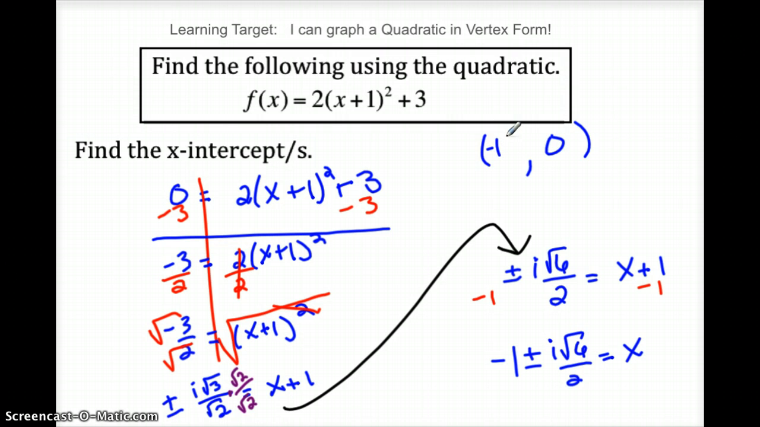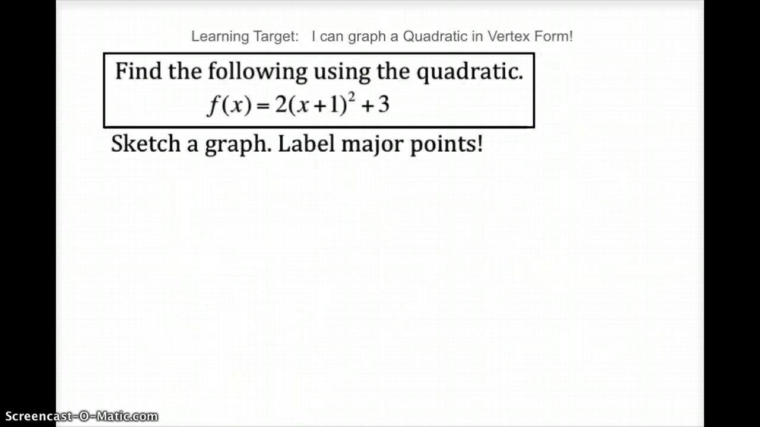-1 plus i radical 6 over 2. And -1 minus i radical 6 over 2. But notice there's something special about these numbers. There are i's in them. We had to pull out i's. So let's see how that affects us when we get a graph going.